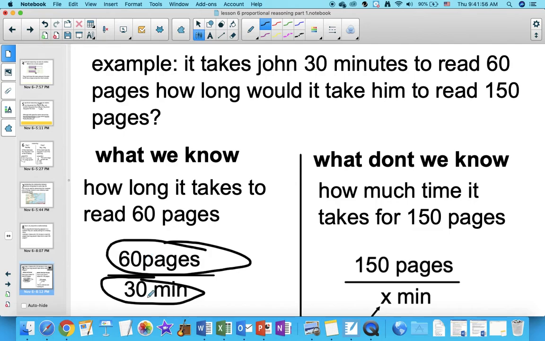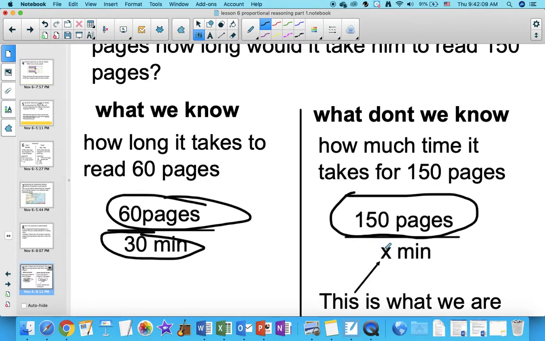So it's 60 pages, 30 minutes. That's our, if you remember, rate, right? Using this rate, we want to find out how long it would take him to read 150 pages. So we have 150 pages in a certain amount of time. And we do not know what x is.